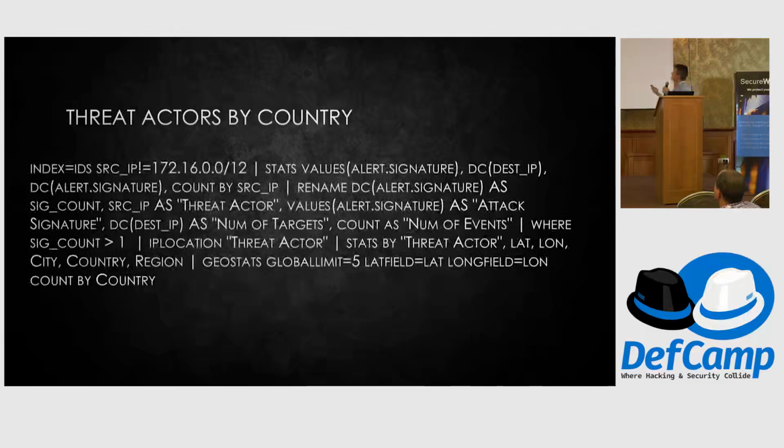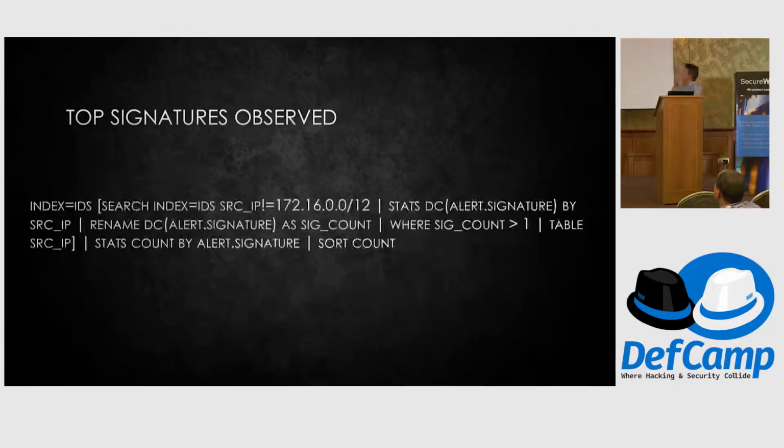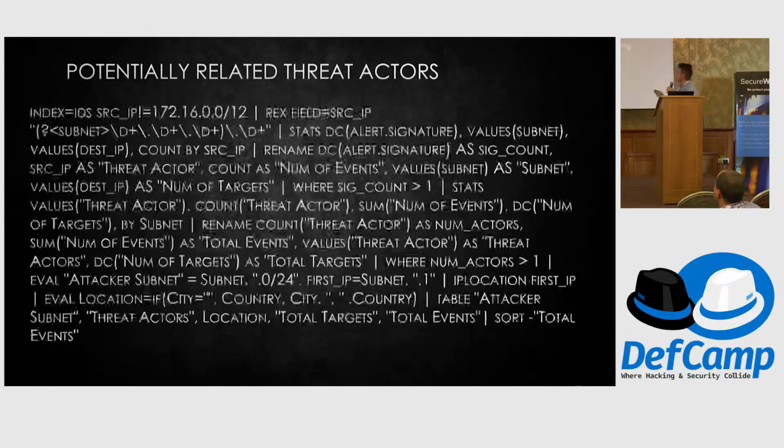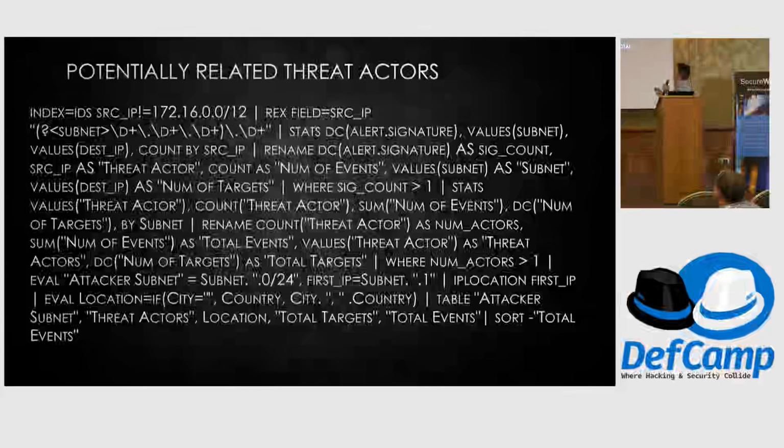Anyway, there's the one for the threat actors by country. There's your search for the top signatures observed. There's your threat actors, the number of targets and signatures detected, that one that brings together and sees how many destinations it's attacking. Potentially related threat actors. This one's a beast. This one goes through and uses some regex to find that subnet.